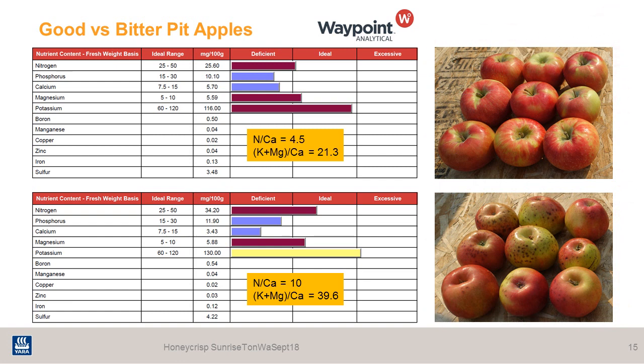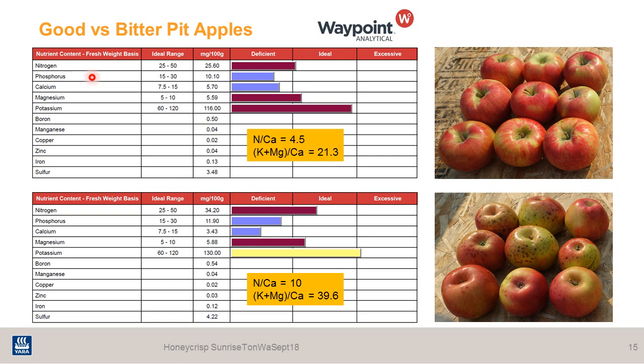Now you can see that this Honeycrisp apple has ratios that are more in line with what I like to see. You got the nitrogen to calcium ratio of below 5, and you got the potassium plus magnesium to calcium ratio of about 21.3, which is closer to the 20. I like to see them right around 20, but this is a fairly good profile for Honeycrisp apples.